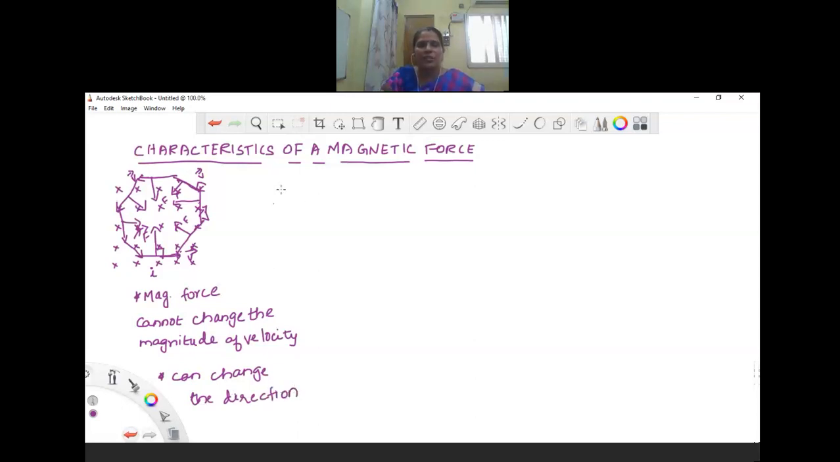Actually this magnetic force needs a moving charge. What is the formula to calculate the magnetic force? The magnetic force formula is F equals qvB. We already discussed this. And it needs the charge to move.